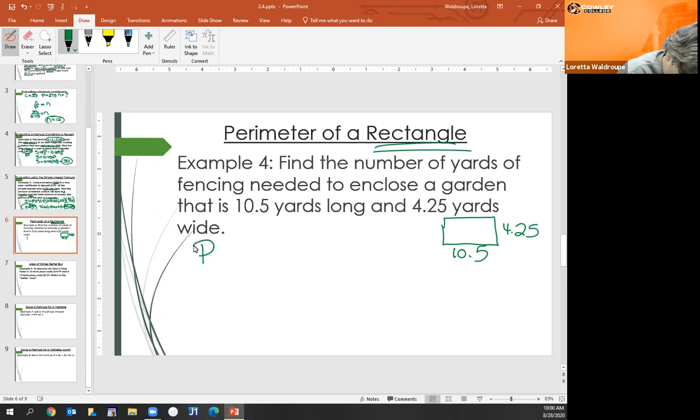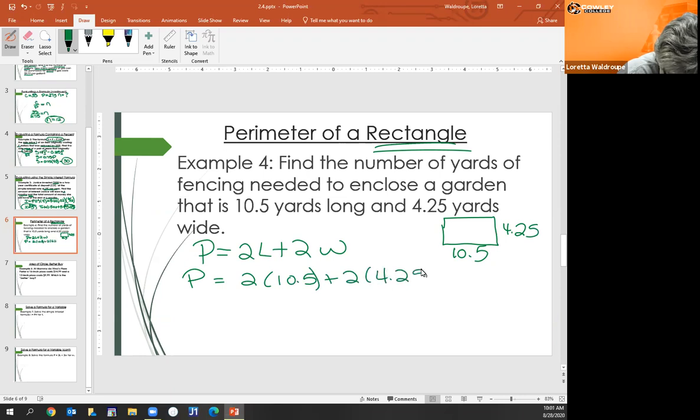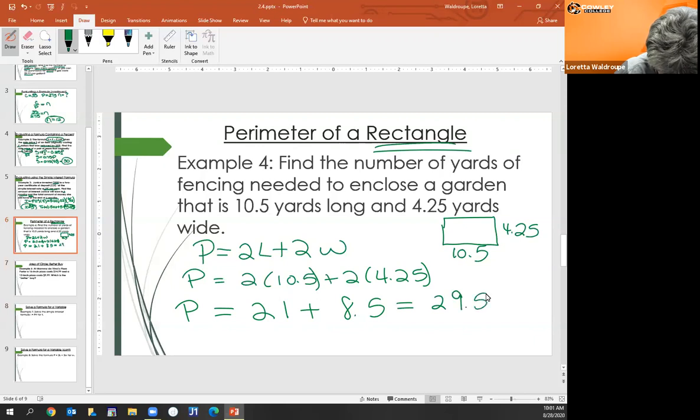But the formula for the perimeter of a rectangle is 2 times the length plus 2 times the width. So the length is 10.5 and the width is 4.25. Doing my multiplication, 2 times 10.5 is 21. 2 times 4.25 is 8.5, and 21 plus 8.5 is 29.5 yards of fencing needed.